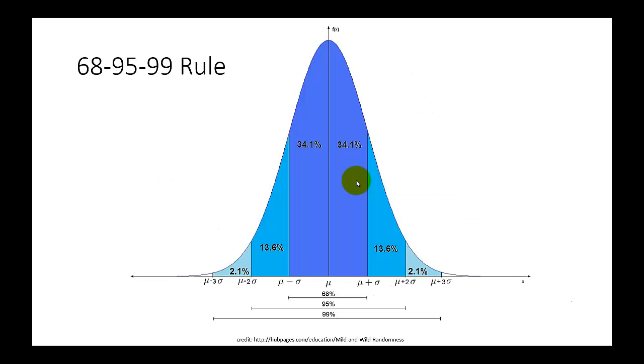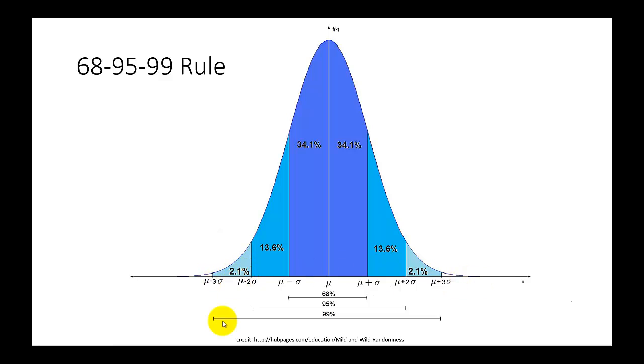Here's why all of that information matters. In a normal distribution, 68% of the observations fall within one standard deviation of the mean. So if you start at the mean and go back by one standard deviation and forward by one standard deviation, 68% of the observations fall in that range. Roughly 95% of the observations are within two standard deviations of the mean. 99% of the observations fall within three standard deviations of the mean.